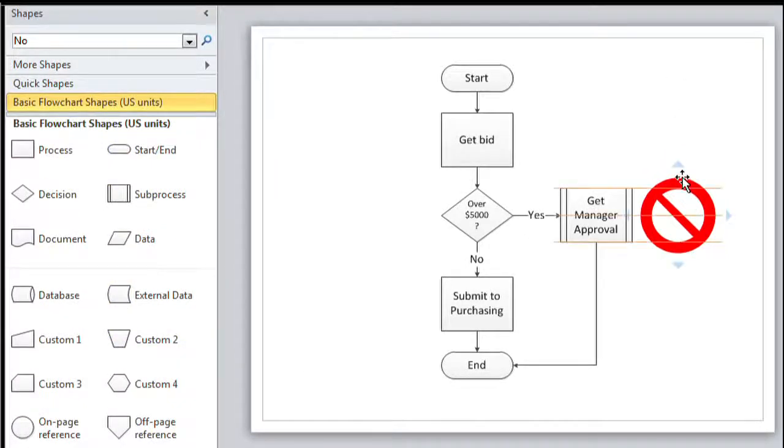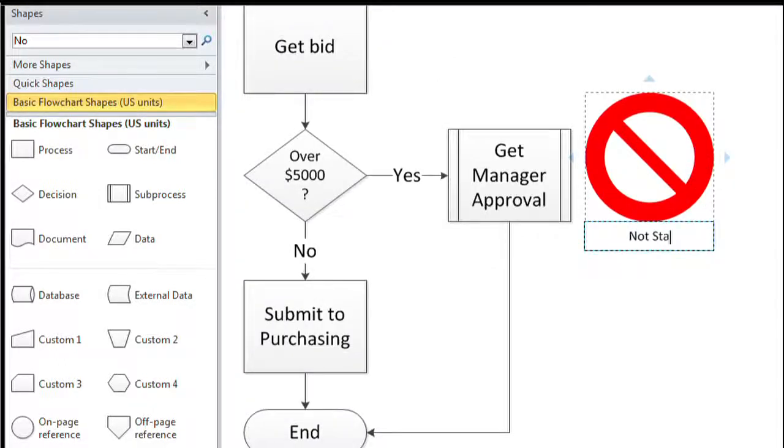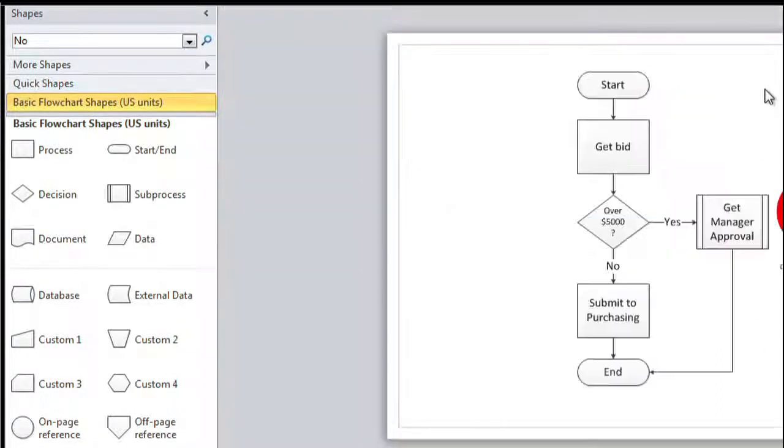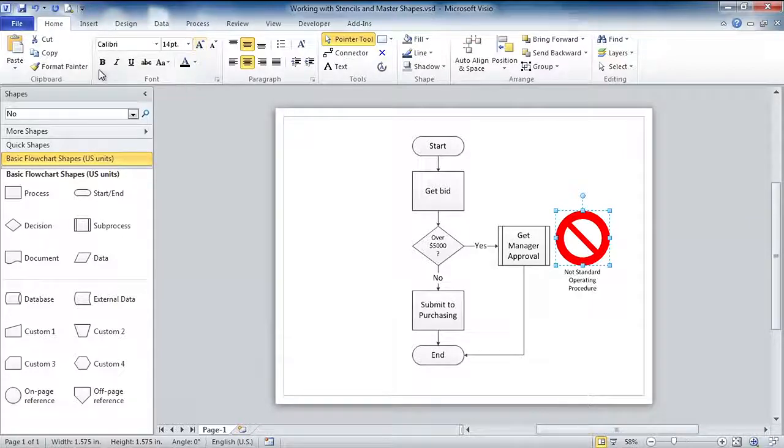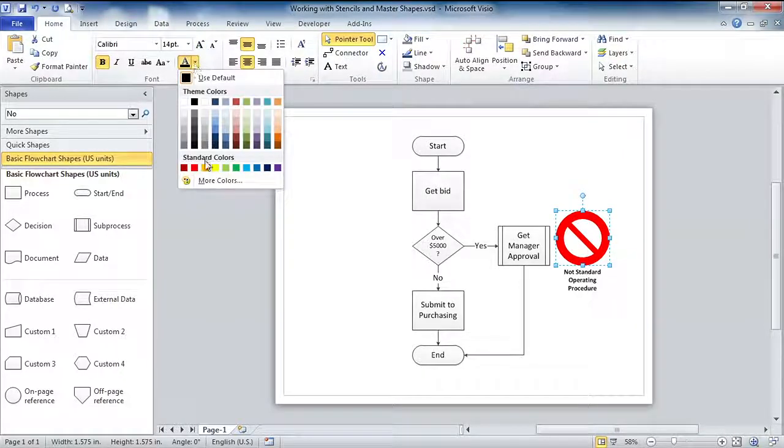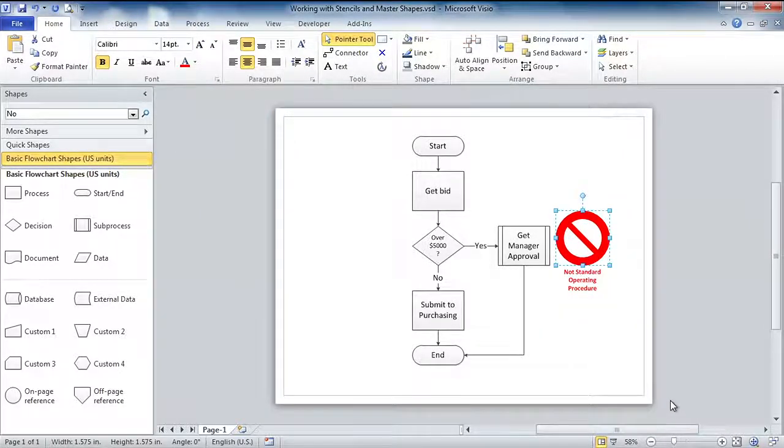Now, I usually type the same thing in every time. Not standard operating procedure. And you can tell by my typing skills that that's quite a lot of work to do every single time, every time I open a flowchart. Furthermore, I like a little bit bigger text. I like it to be bold so they can't miss it, and I like to make the text red. That certainly makes the message clear.